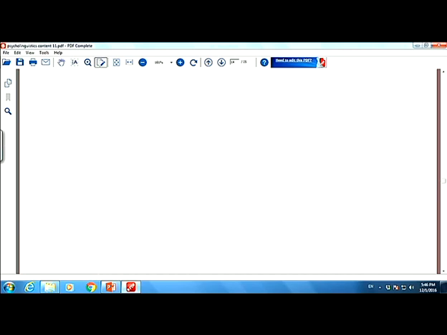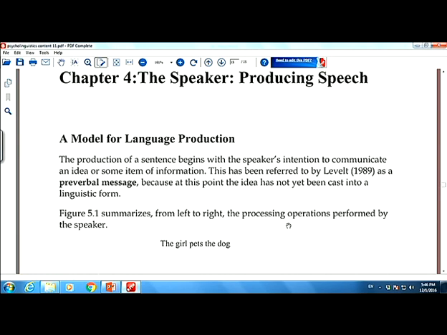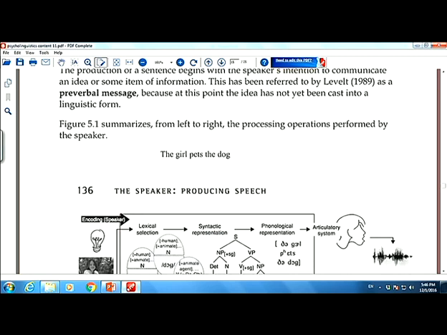Right. The speaker producing speech. This is a model for speech production. You should know what is meant by preverbal message. This is really important. Look at the diagram here. We start from left to right.